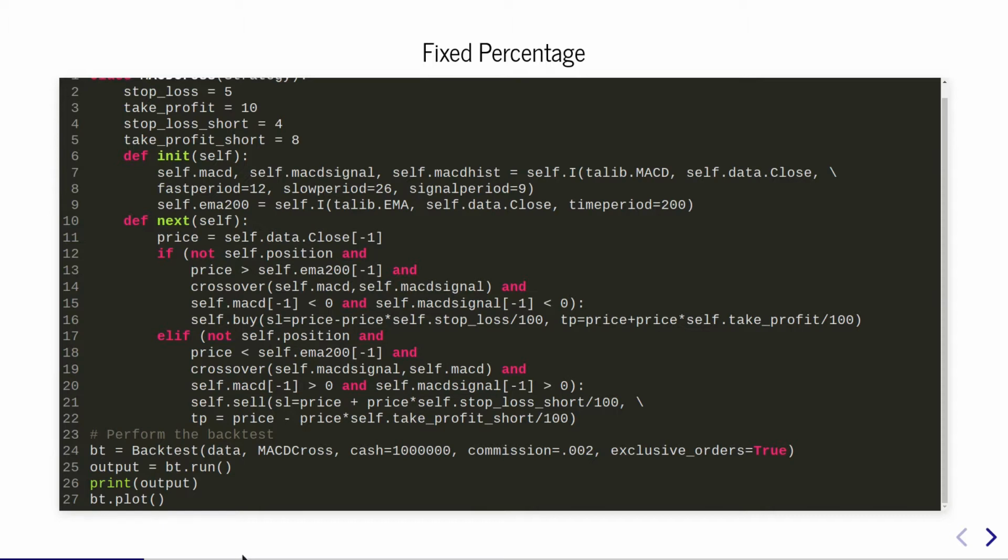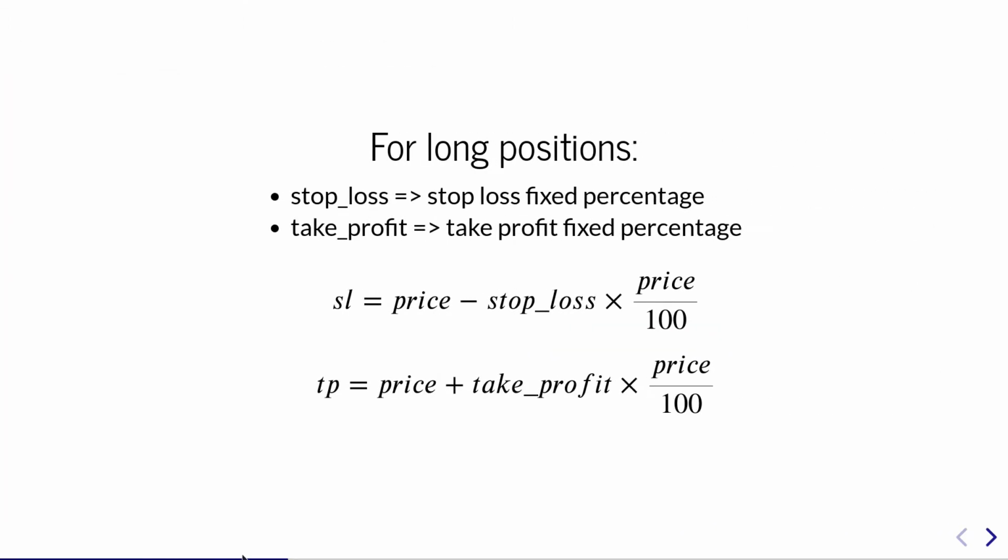Fixed percentage. Here's the complete code. I'll give you a few seconds to look at it, then I'll explain it in detail. For long positions, the stop loss variable is the percentage we want to set the stop loss to. The take profit variable is the percentage we want to set the take profit target to. Then the actual values for each trade are calculated using the close price for that bar. These formulas show how the code uses the parameters to set the stop loss and take profit values.